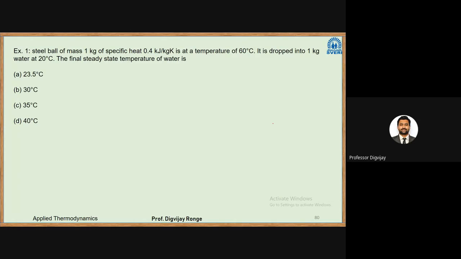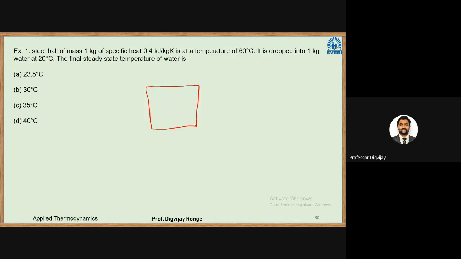Okay. A steel ball of mass 1 kg, specific heat 0.4, is at a temperature of 60 degrees Celsius. It is dropped into 1 kg of water at 20 degrees Celsius. The final steady state temperature of water is. Very simple example. This applies the concept of thermodynamic equilibrium. So it will reach some constant temperature after heat transfer.